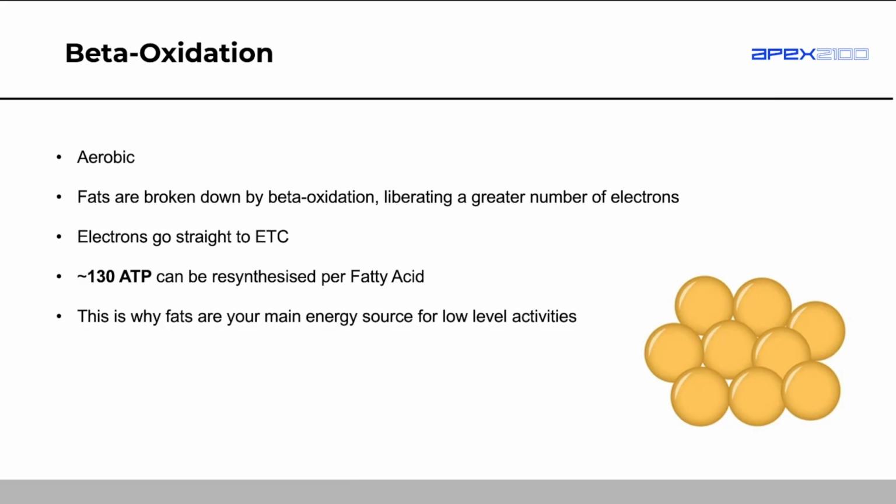I'm not going to go into the specifics of beta oxidation. All you need to know is that beta oxidation occurs. Many electrons go to the electron transport chain to help produce ATP, and each fatty acid can generate about 130 ATP molecules. It's because fats provide so much energy that they're the main source of fuel for low intensity activities like walking or slow jogging, where we use up all of the glucose for oxidation and we turn to fats for energy, and they provide a lot.